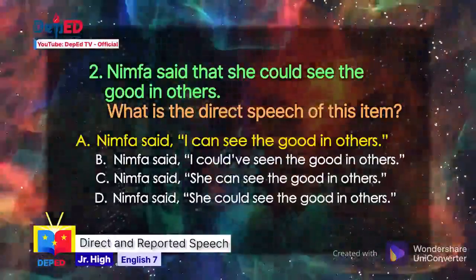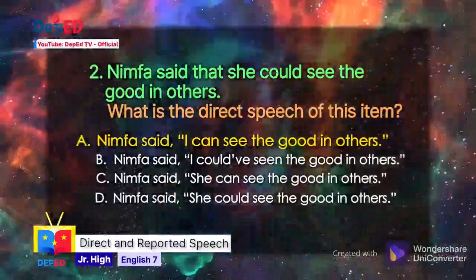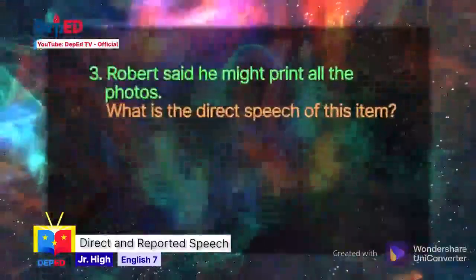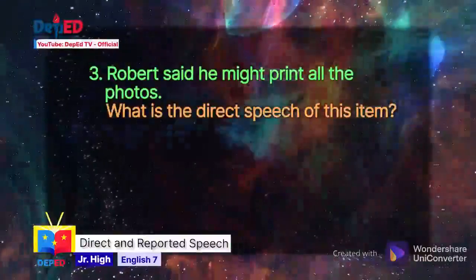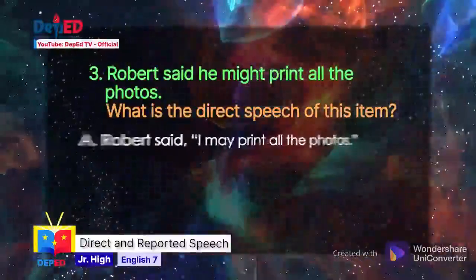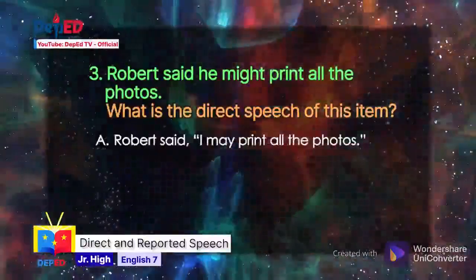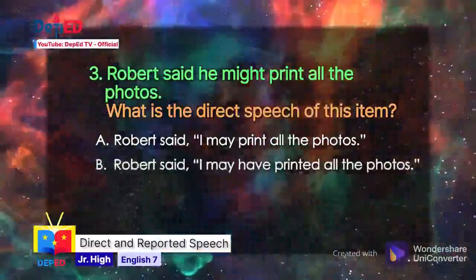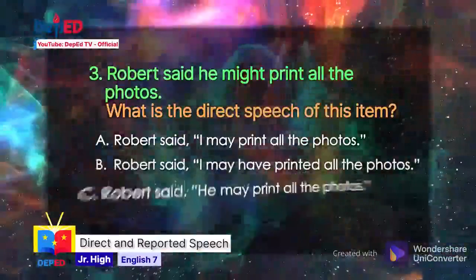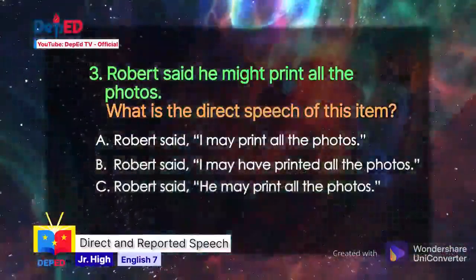Number 3. Robert said he might print all the photos. What is the direct speech of this item? Letter A. Robert said, "I may print all the photos." Letter B. Robert said, "I may have printed all the photos." Letter C. Robert said he may print all the photos. Or letter D. Robert said he might print all the photos.